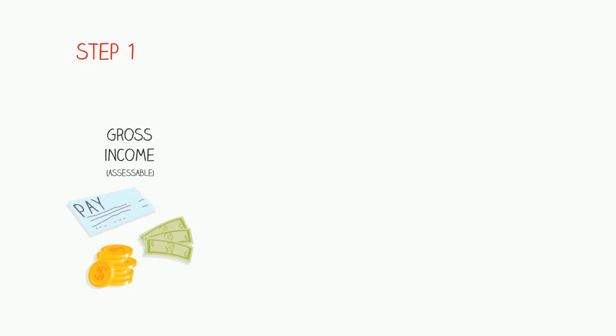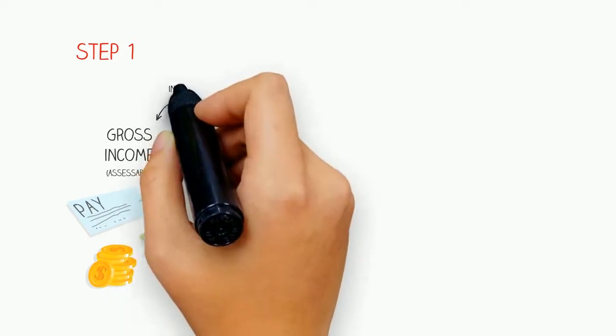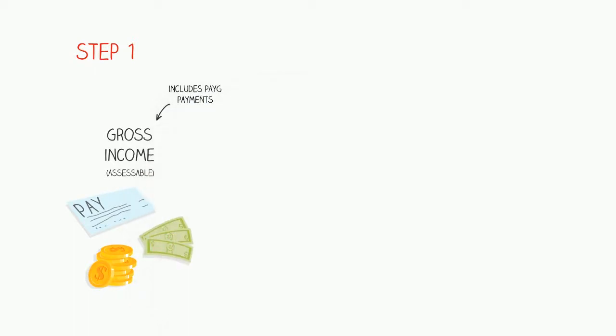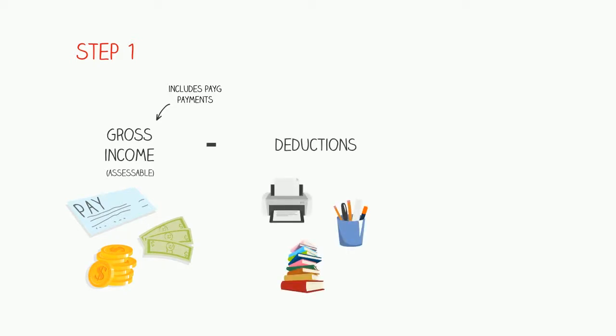You need to total up your gross income for the year. Note that gross income includes PAYG tax payments. This amount will be accounted for later. You then need to subtract deductions which you are claiming. You will now have your taxable income.